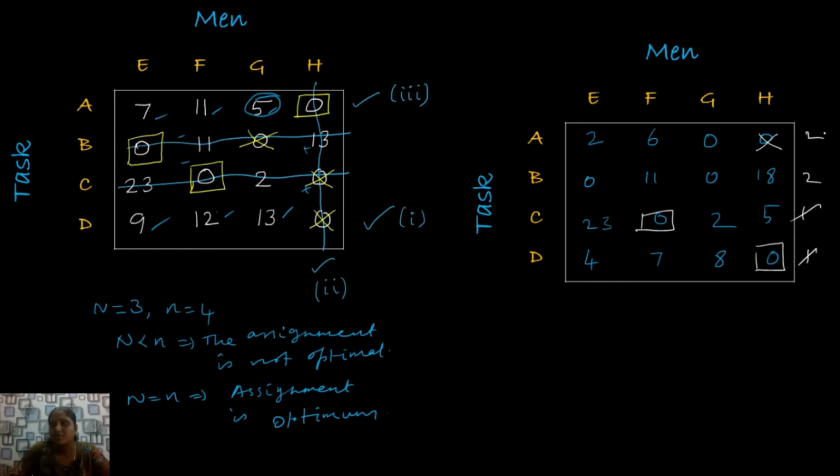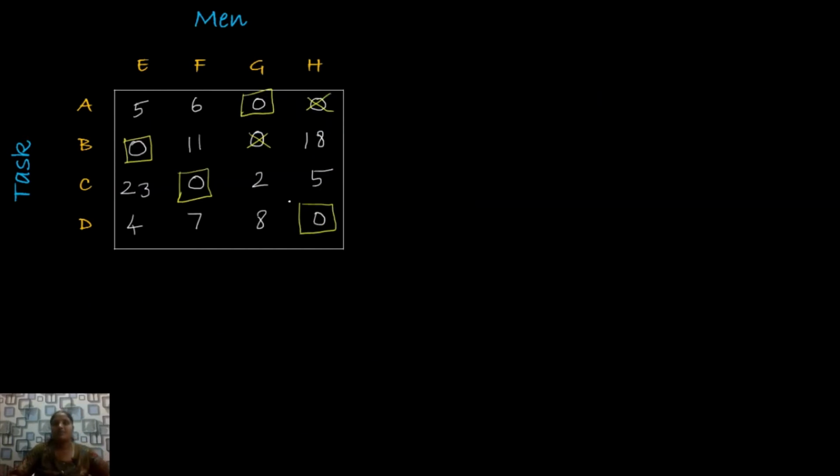Next, the first row has only 1 zero, while the second row has 2 zeros. So we give the next assignment to the first row. In the corresponding column we have 1 zero, so cross that zero, and the last assignment is for the second row. It doesn't have any zeros in its corresponding row and column. Now check whether each row and each column has exactly one assignment. Here each row and each column has exactly one assignment, so the optimum assignment schedule is obtained. This is the optimum solution we have arrived at.